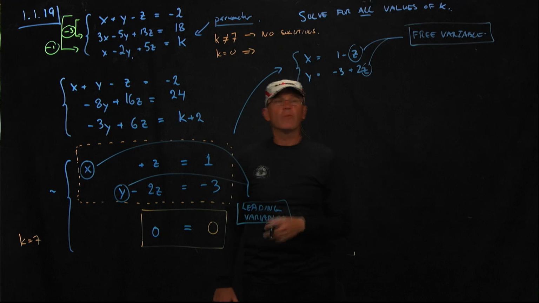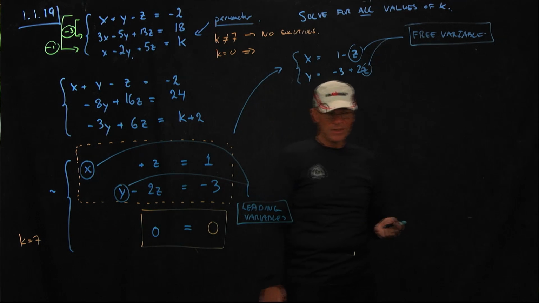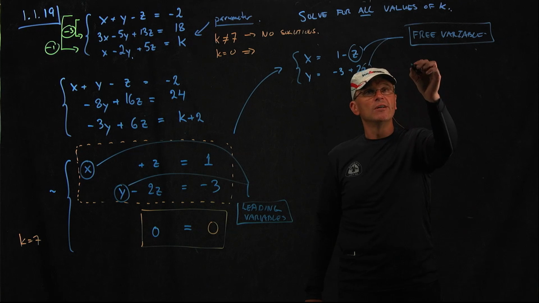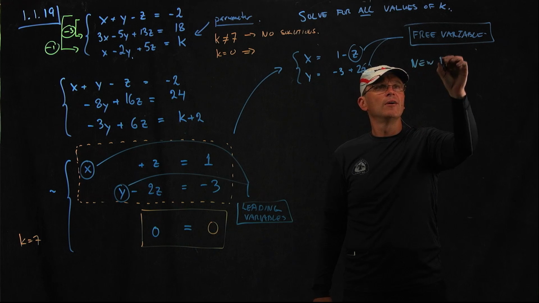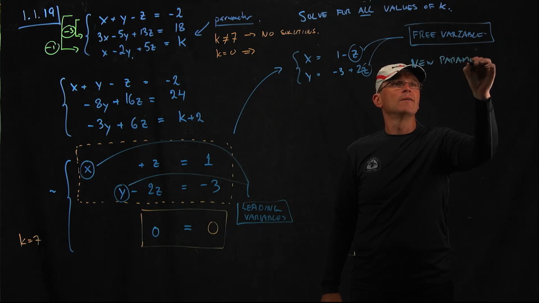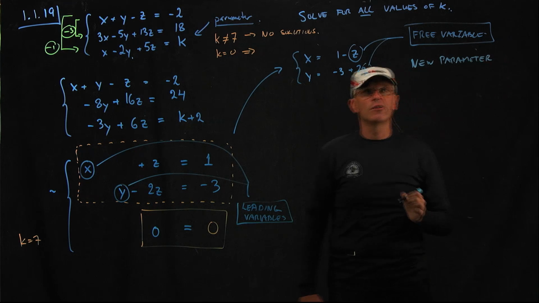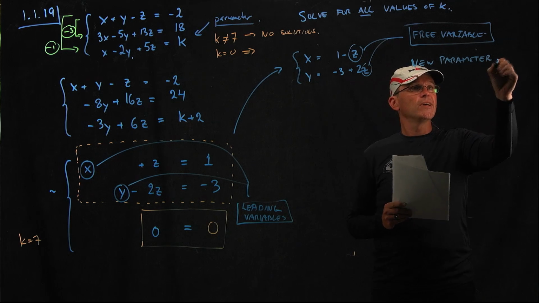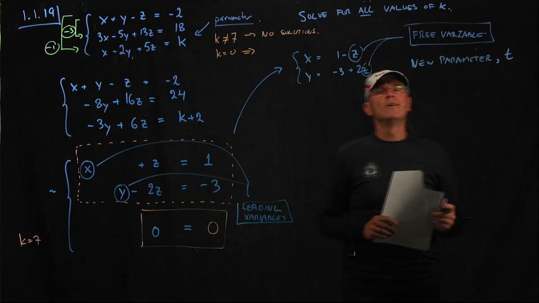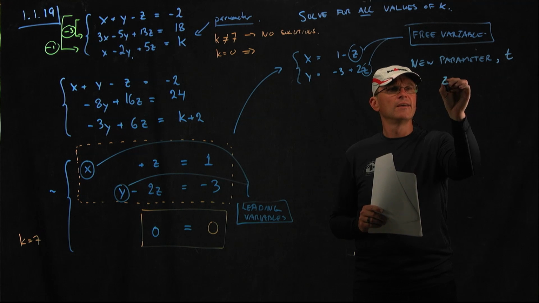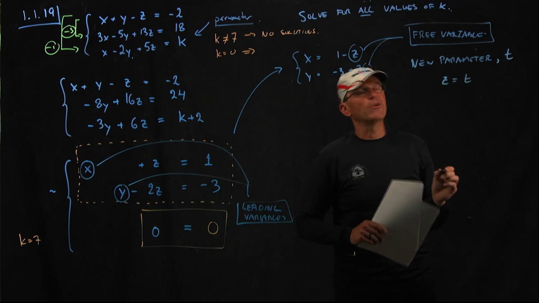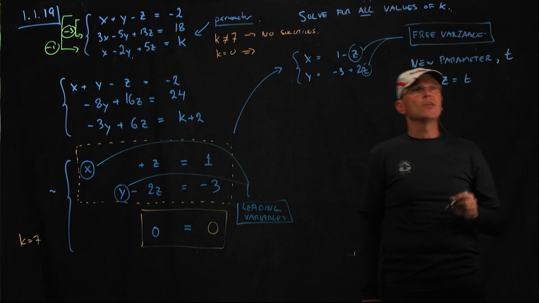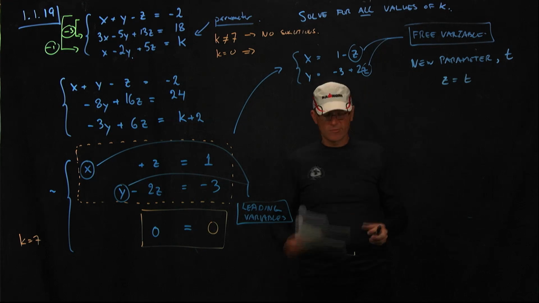So when we have a free variable, what we tend to do is we introduce another parameter, right? So a new parameter. So you pick your favorite letter of the alphabet. Let's pick t this time. And we say that z equals this parameter, right? And this parameter can take any value we want, right? So you can run all over the real line.